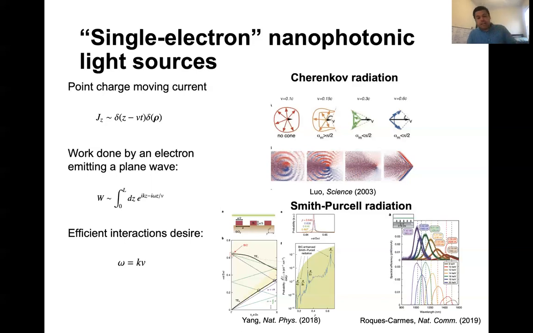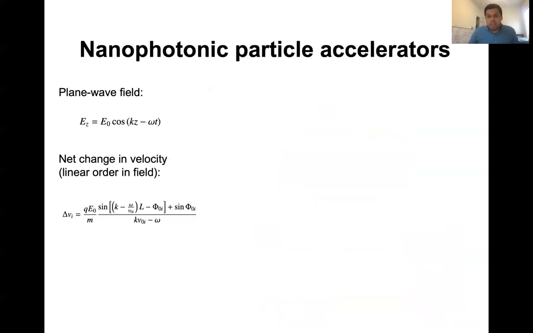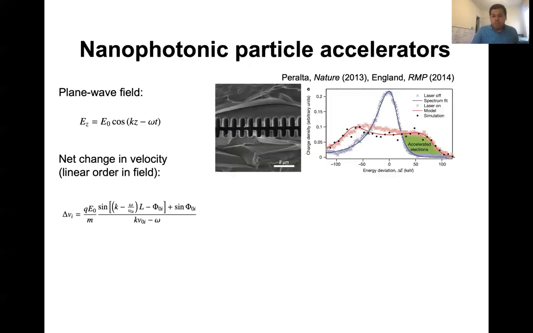So another area of this general problem is where the fields don't change, but the electrons do. And that brings us to a long history in the field of dielectric laser accelerators, where you have some constant plane wave field in your structure, E naught cosine(kz minus omega t), and the electrons accelerate in that field. And depending on their initial phase in the field, they either accelerate or decelerate. And so people implement this as follows.